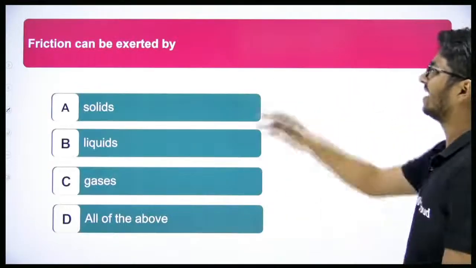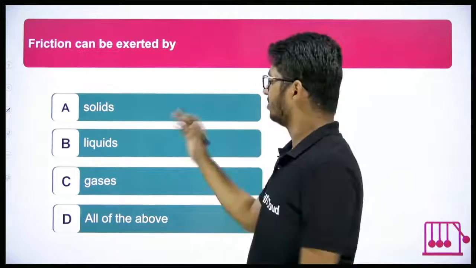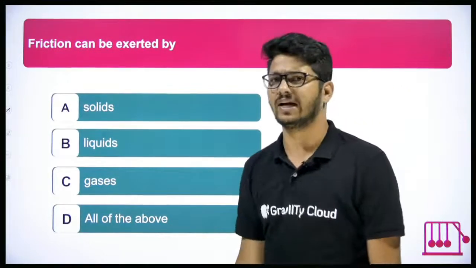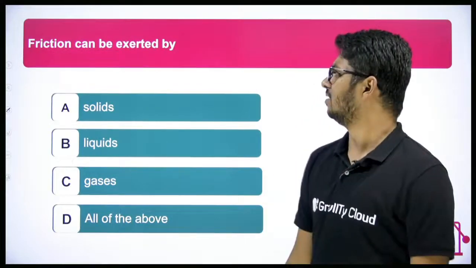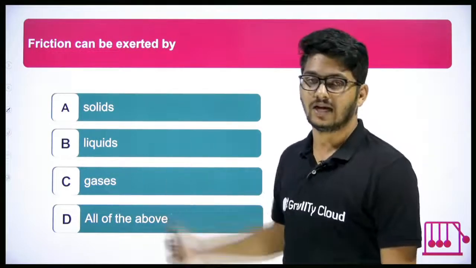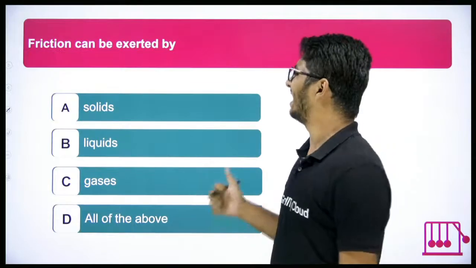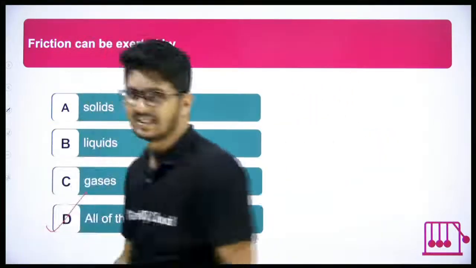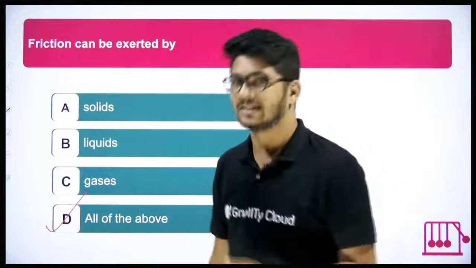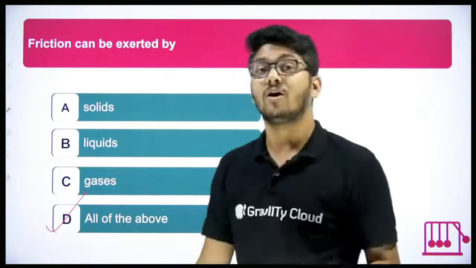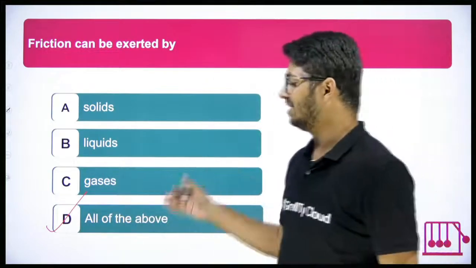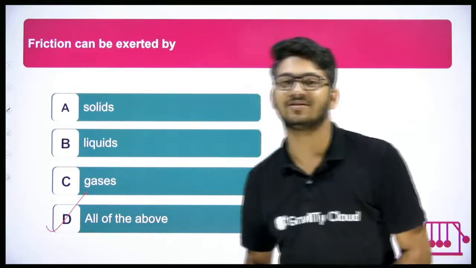Good? Okay. Next. Friction can be exerted by solids, liquids, gases, or all of the above. Again, very quick and simple. The answer is all of the above. Solids exert friction, liquids exert friction, gases also exert friction. That means all of the above would be the best answer.